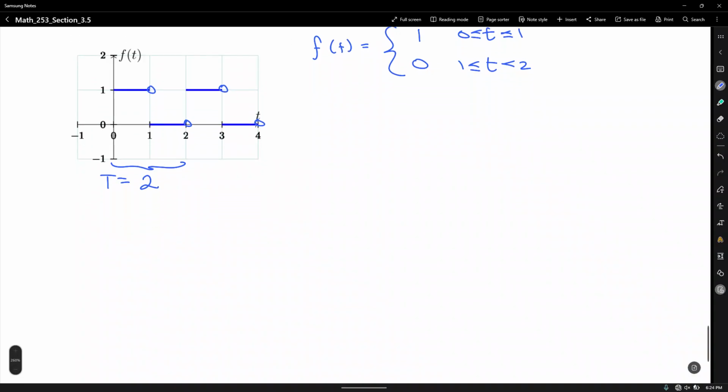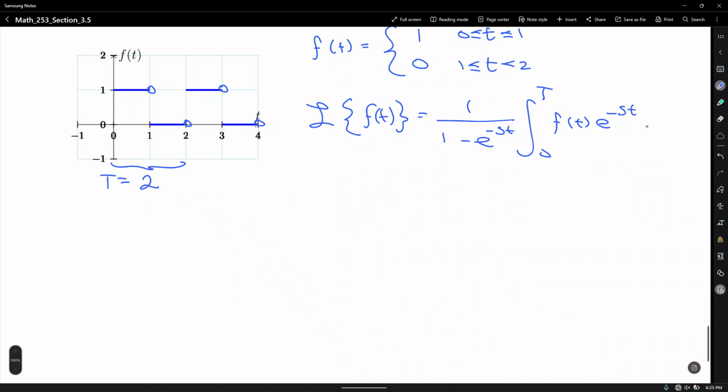So let's find the transform of f of t. What do we do? Laplace of f of t equals 1 over 1 minus e to the negative sT, times the integral from 0 to T of the fundamental period, f of t e to the negative st dt. Wait, this T is uppercase T for the period.